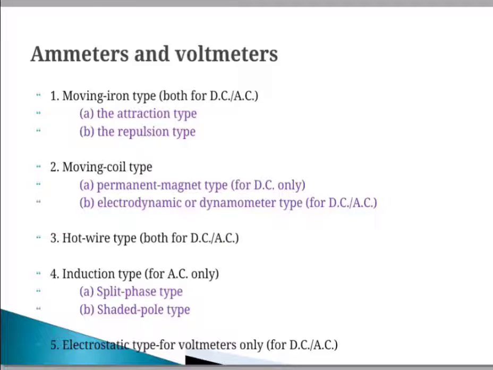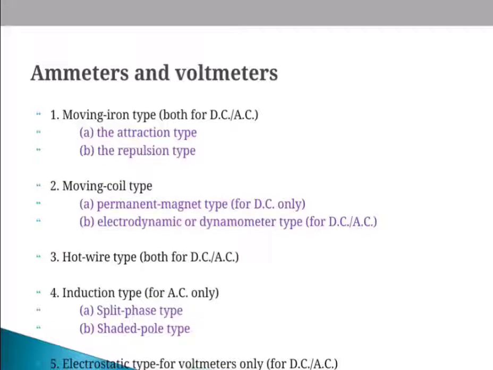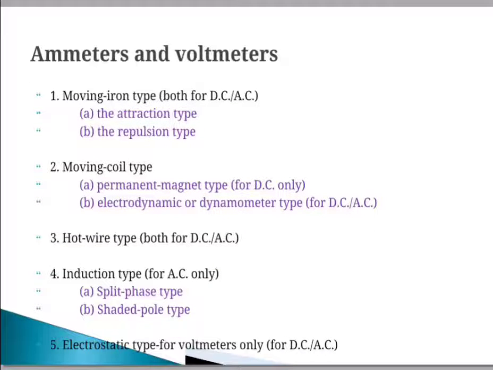If there is a force of attraction between the moving iron and the permanent magnet, the moving part will rotate because of the force of attraction, and this type of instrument is called an attraction type of instrument. Repulsion type of instrument means that whenever current flows through the fixed coil, it acts as an electromagnet, and a force of repulsion takes place between the electromagnet and the rotor, and the pointer starts deflecting.